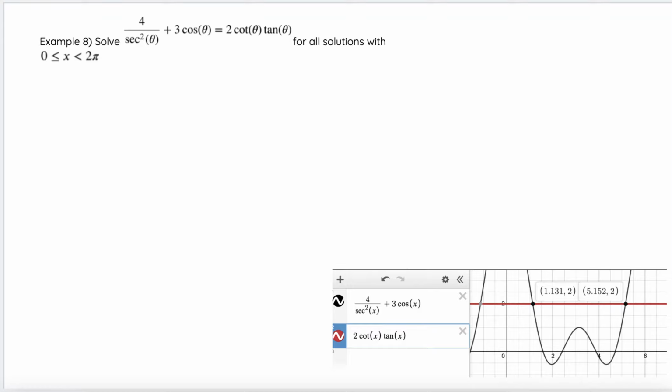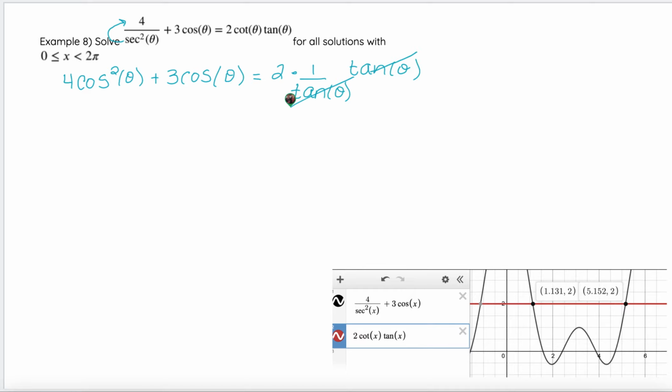Secant allows me to rewrite this by moving secant up to the top so that I have 4 times cosine squared of theta plus 3 times cosine of theta. Well, cotangent is the same as 1 over tangent. So they're kind of tricking us here. Times tangent. Common factors can eliminate, all gone. So the only thing that's left on the right-hand side is 2. I'm going to bring that to the left-hand side so that all of our pieces are together so that I might be able to factor.